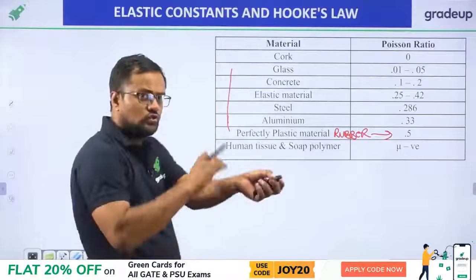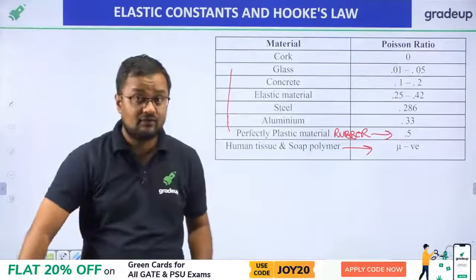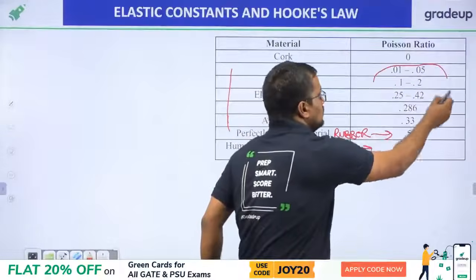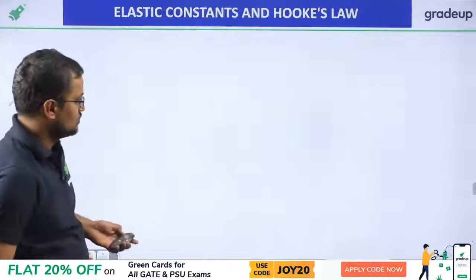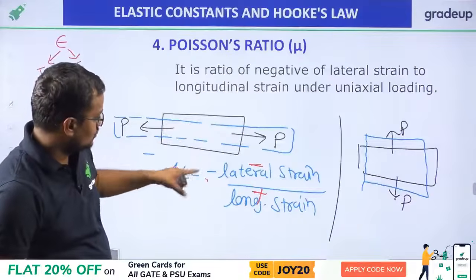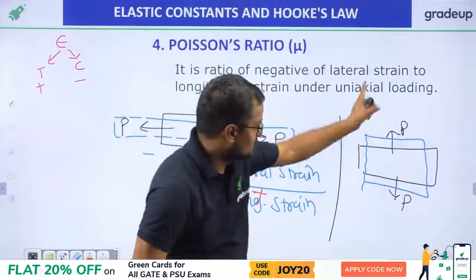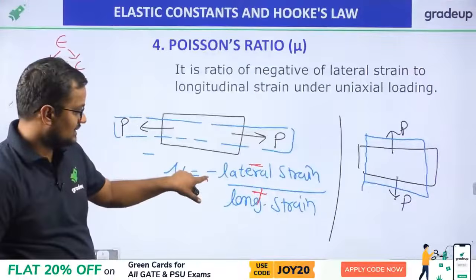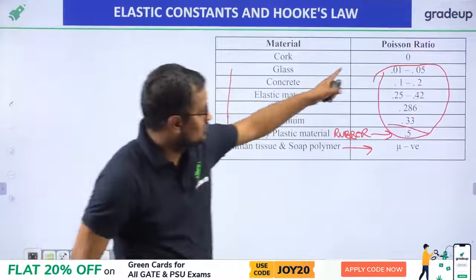And for human tissues and polymers, mu is negative. My friends, please listen very carefully to what I am telling. You will find these mu's very easy, because I have shown you that if one is increasing, the other is decreasing. So one will be plus, one will be minus, and after putting one more minus sign in the formula, again it will come out positive. So you are getting these correct.